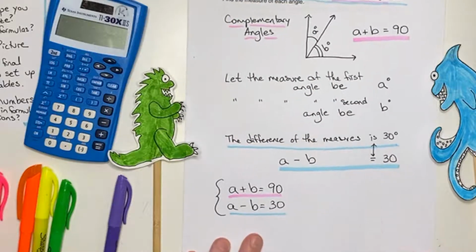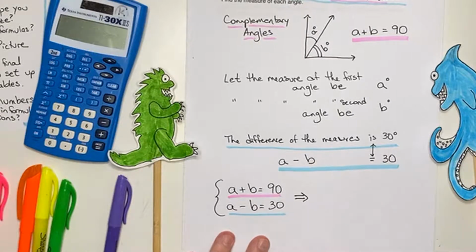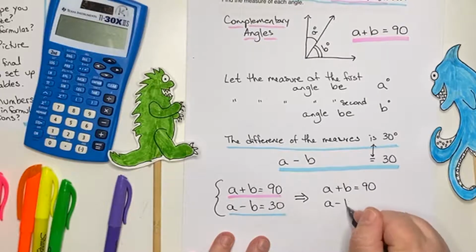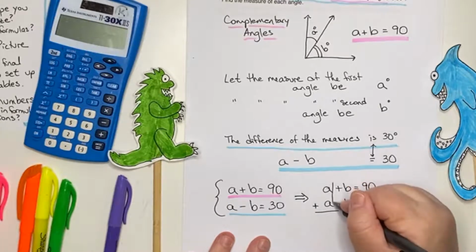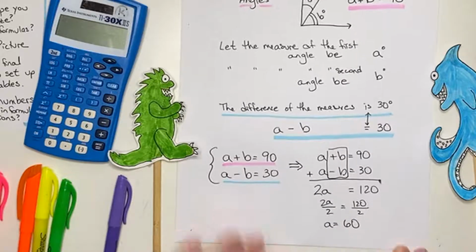Now, what's great about this problem? Well, what's great about this problem is they're perfectly set up to use the elimination method. And I don't have to change them. A plus B equals 90. A minus B equals 30. I add them. The plus B and the minus B cancel out. So I get 2A equals 120, or A equals 60.